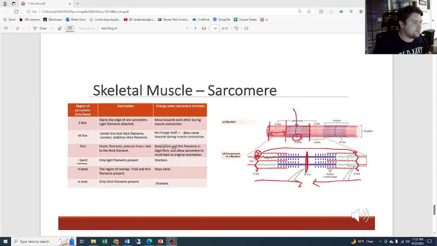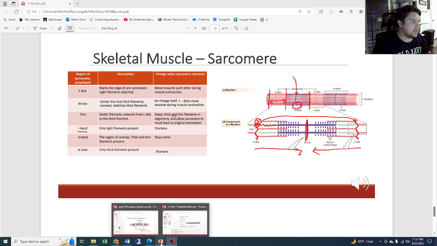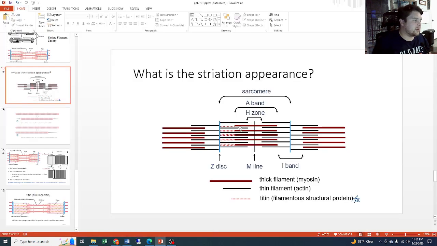Titin, we talked about that. It keeps everything aligned and allows things to recoil back to its original shape. Then we have the I band, the A band, and the H zone. So when we get into talking about exactly how all these things move, the sarcomere as a whole is going to contract. And these thin filaments are going to get pulled inwards by the thick filaments, which is the contraction of the sarcomere.